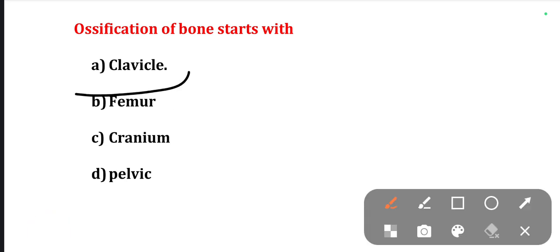The right one is the clavicle. So the clavicle is the first bone in the embryonic stage. The ossification will start with the clavicle. The clavicle is also known as the collar bone.